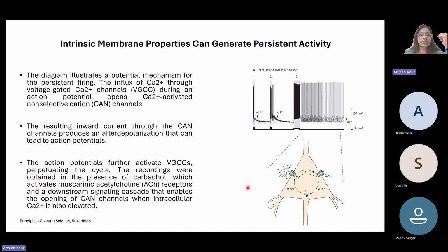So, in this lower diagram, you can see it illustrates a potential mechanism for this persistent firing, as you can see on the top. The influx of calcium ions through voltage-gated calcium channels (VGCC) during an action potential opens the calcium-activated non-selective cation channels, or CAN channels. The resulting inward current through the CAN channels produces after depolarization over here that can lead to action potentials. The action potentials further activate these VGCCs, the voltage-gated calcium channels, perpetuating the cycle. The recordings were obtained in the presence of carbachol, which activates the muscarinic acetylcholine receptors, a downstream signaling cascade that resembles the opening of these calcium-activated non-selective cation channels when intracellular calcium is also elevated, right?